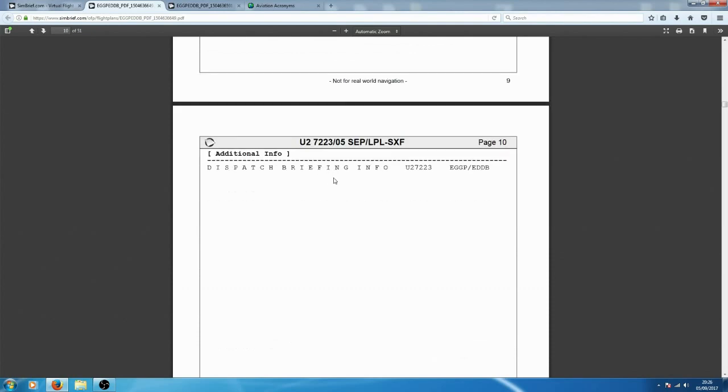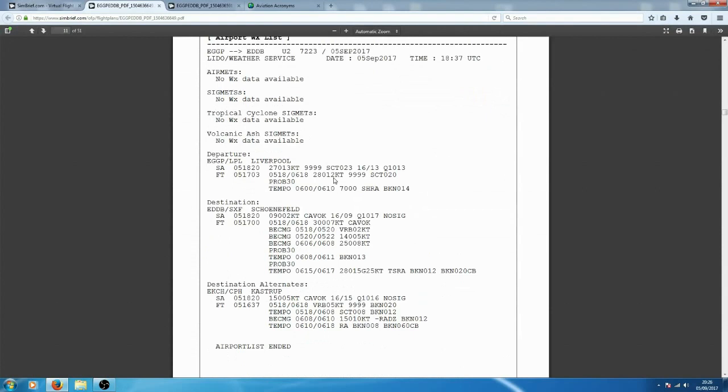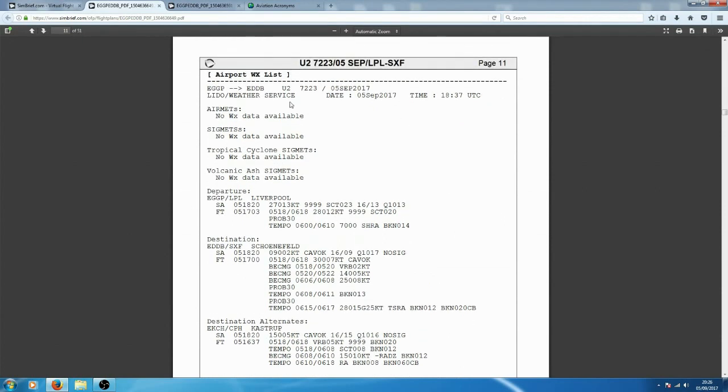Briefing, dispatch briefing info, very important because it will actually give you your weather. We'll actually go and decode this. So up here, this just confirms it, just more information. METs, no data available, simple enough. SIGMETs, no weather available. Tropical cyclones, no weather. Yeah, simple enough, just no weather data available, simply because there isn't any, which is good.